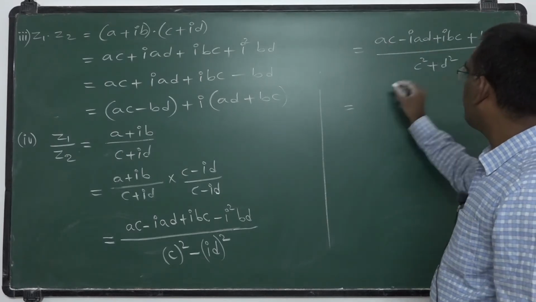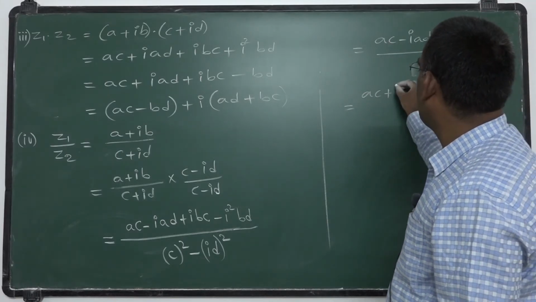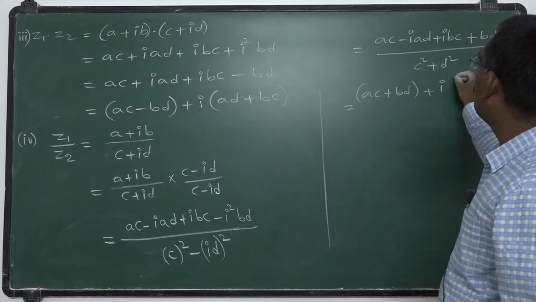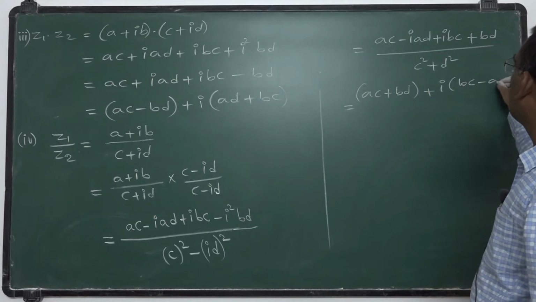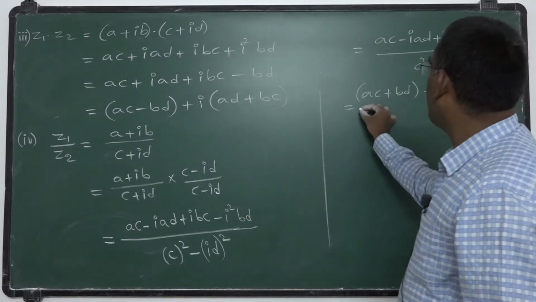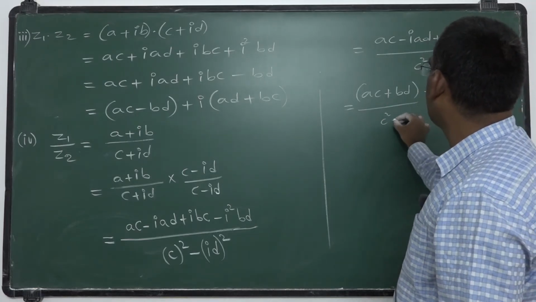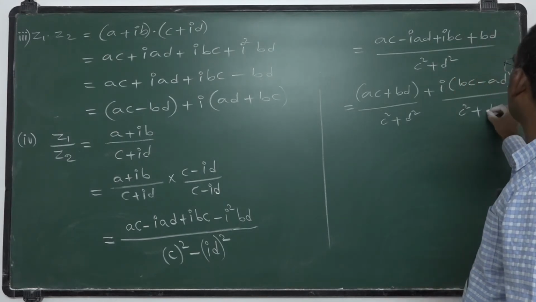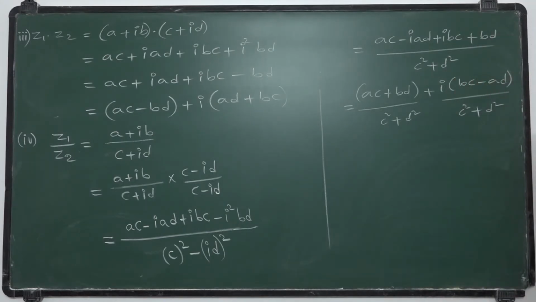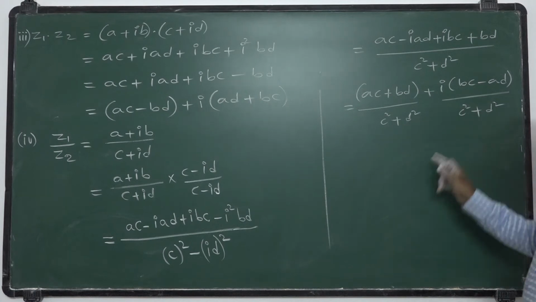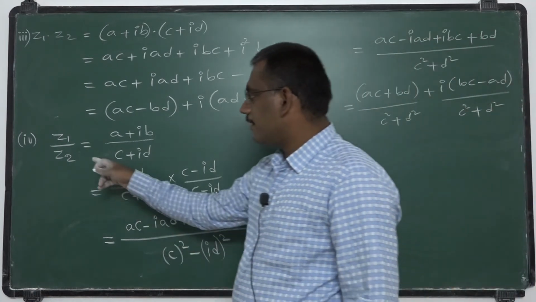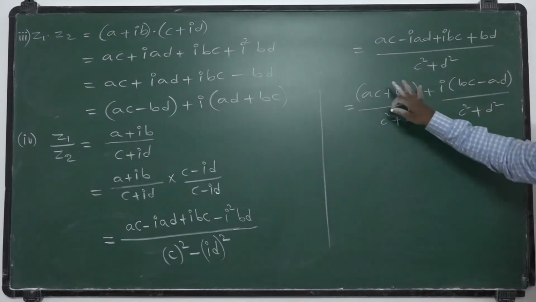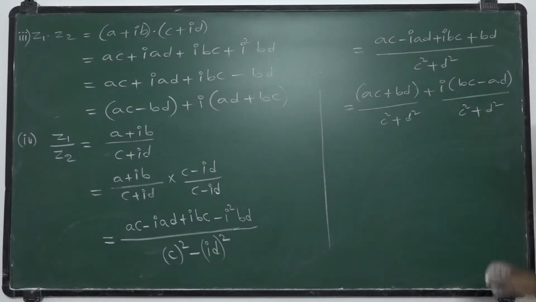So ac plus bd plus i into bc minus ad, divided by c square plus d square. So this is also in the form of a plus ib. So if z1 and z2 are two complex numbers, then z1 by z2 is also a complex number. This is in the form of a plus ib. Okay.